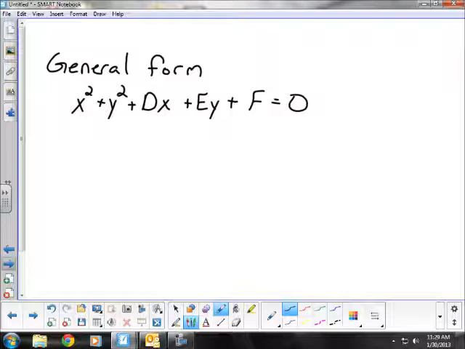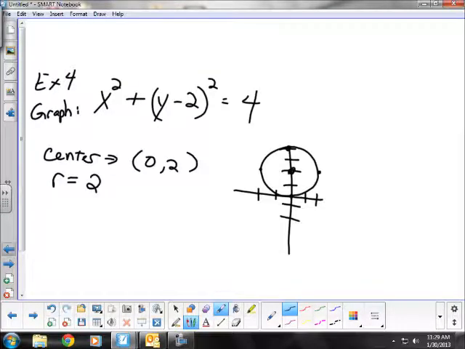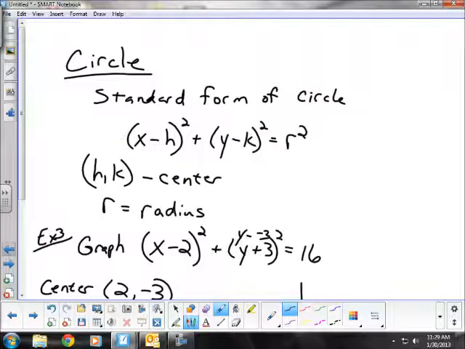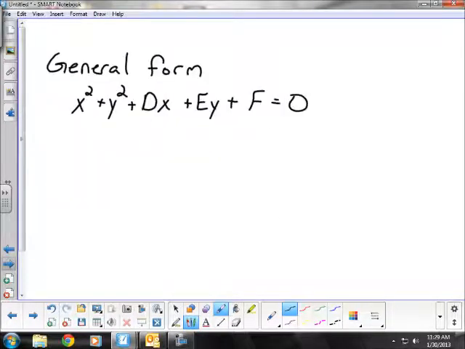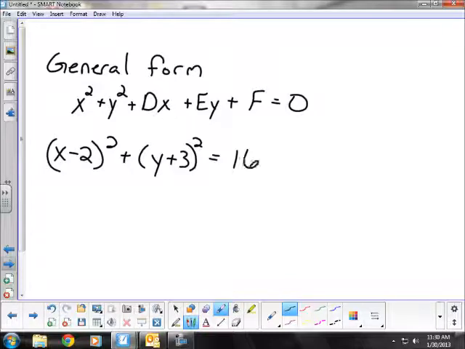This is what we call general form. Now let's talk about the example that we had a minute ago. Let's see, what was that? (x − 2), (y + 3). Okay, I don't remember what example we're on. Example 5? 4 or 5. All right. So this is in standard form. Let's talk about what it would take to go from this standard form into the general form.